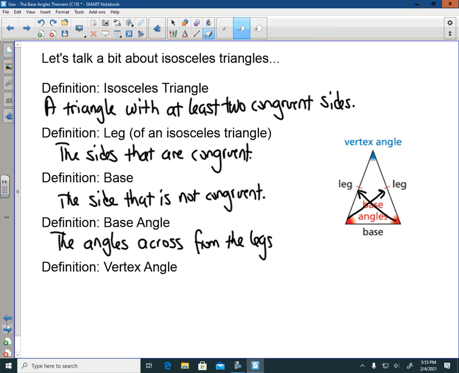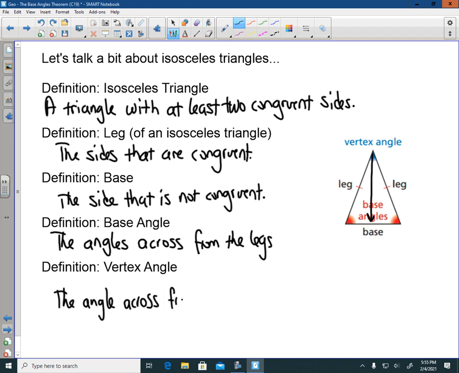And then that leaves one more angle to talk about. It's called the vertex angle. And notice where it's situated. It's across from the base. The angle across from the base. So as soon as you identify the legs and the base, you can find the base angles and the vertex angle.